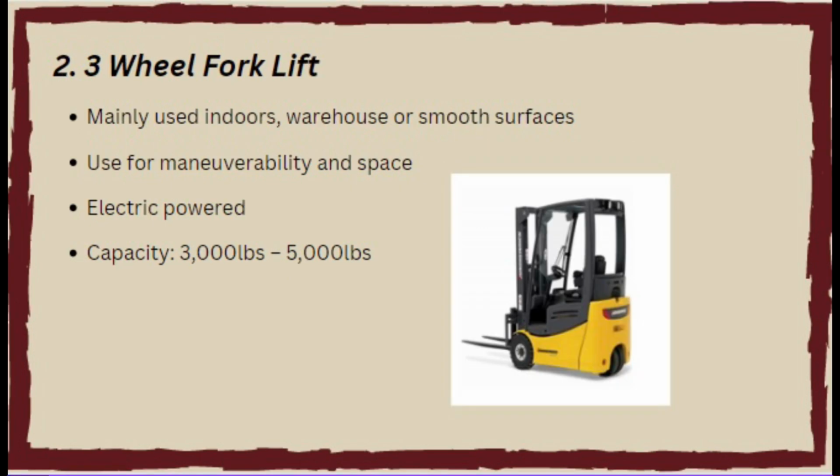Then next is number 2, 3-wheel forklift. So kaya siya nasabing 3-wheel forklift kasi tatlo yung gulong niya. Then mainly used indoors, warehouse, or smooth surface. Used for maneuverability and space. Electric powered. Then this 3-wheel forklift capacity is 3,000 lbs or 5,000 lbs.